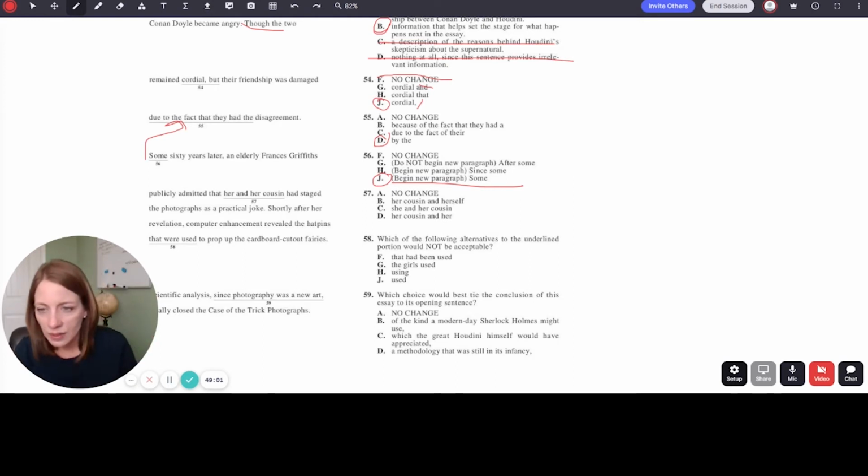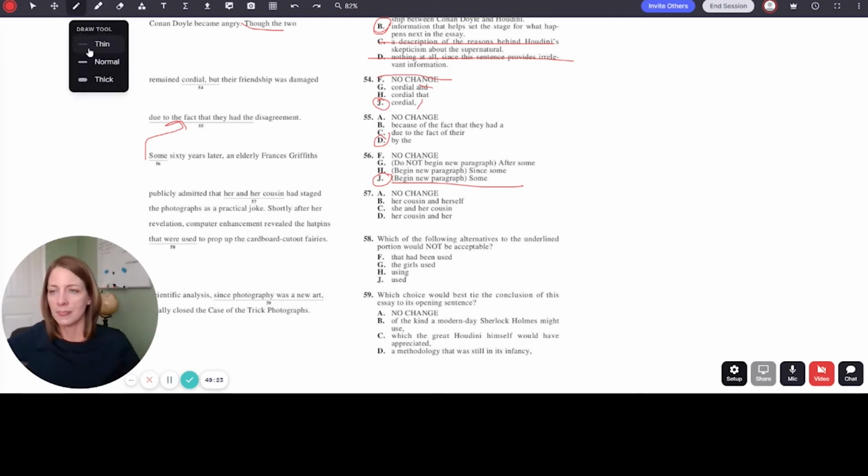57. "Admitted that her and her cousin," "and herself," "that she and her cousin," all right. So the way I'm going to analyze this one is, let's pretend this cousin business is not there. "Admitted that she had staged the photographs." So I like "she."